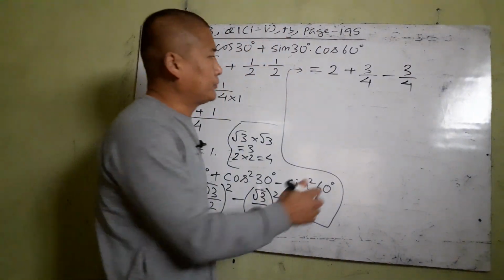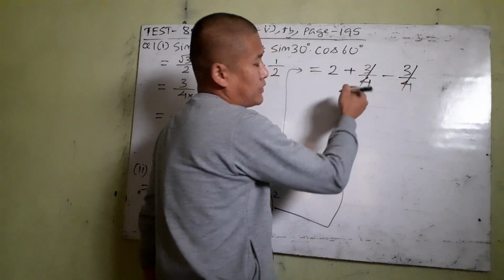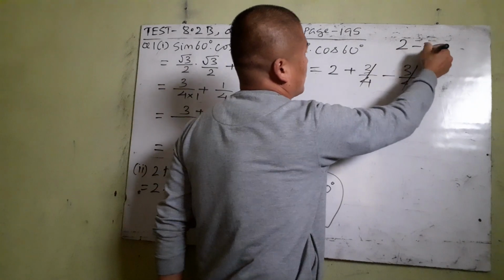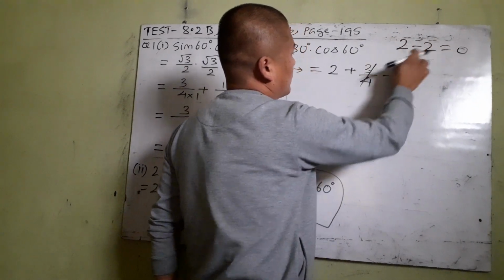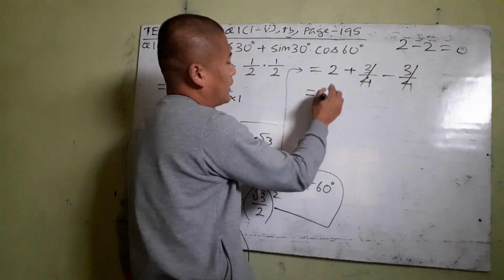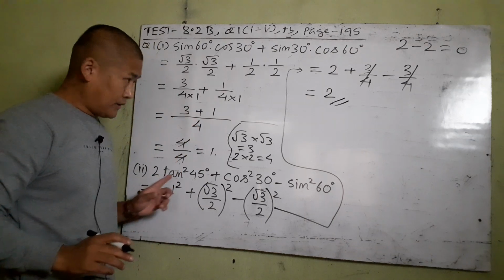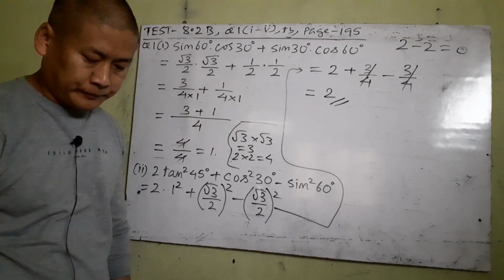Now here, plus 3 by 4 minus 3 by 4 combined will be 0. Just as 2 minus 2 is 0, plus 2 minus 2, so plus 3 by 4 minus 3 by 4 is 0, leaving you behind the value for the 2 answer is 2, right?